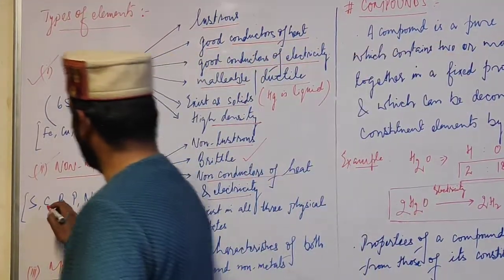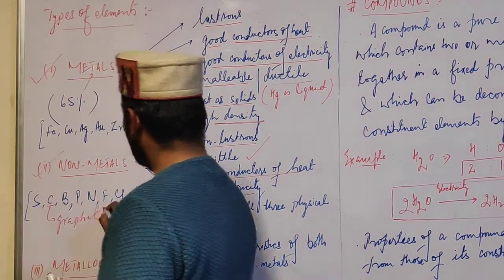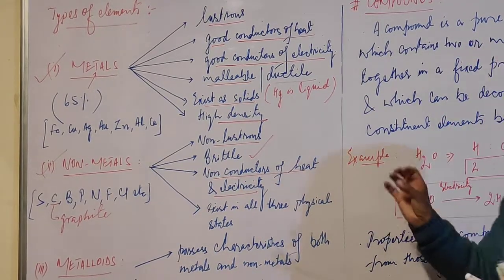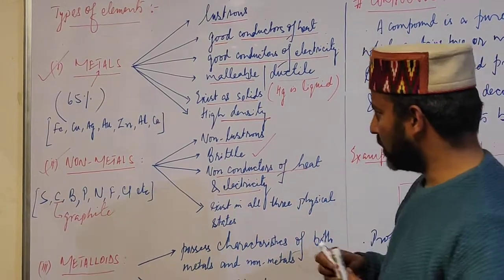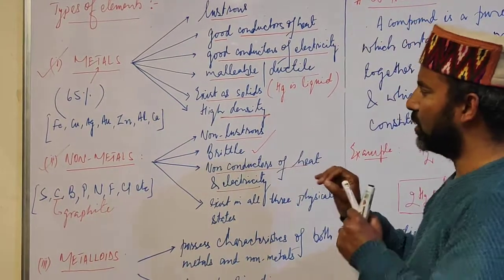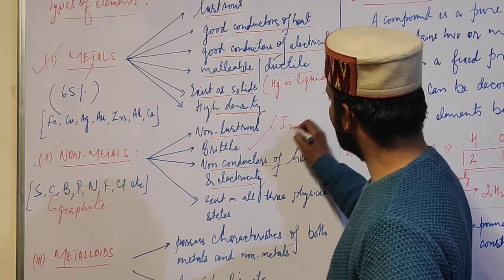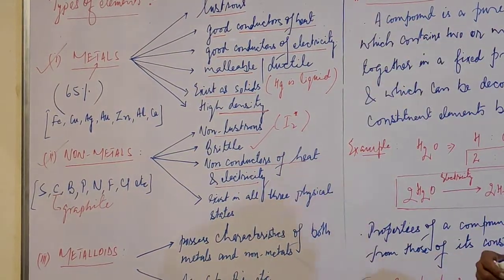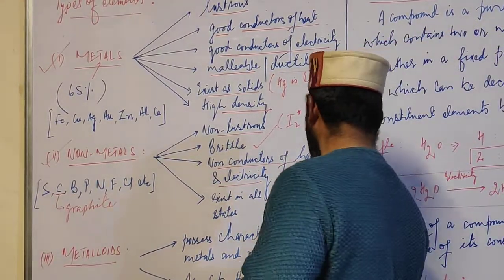Look student, carbon in the form of graphite, however, conducts electricity, and that is why we use carbon electrodes in electrolysis. One more thing students, like I've told you that non-metals are non-lustrous, means they do not possess luster, but here also we have an exception. Iodine is an exception. Iodine is lustrous. It has luster. Now, next students, non-metals can exist in all three physical states.